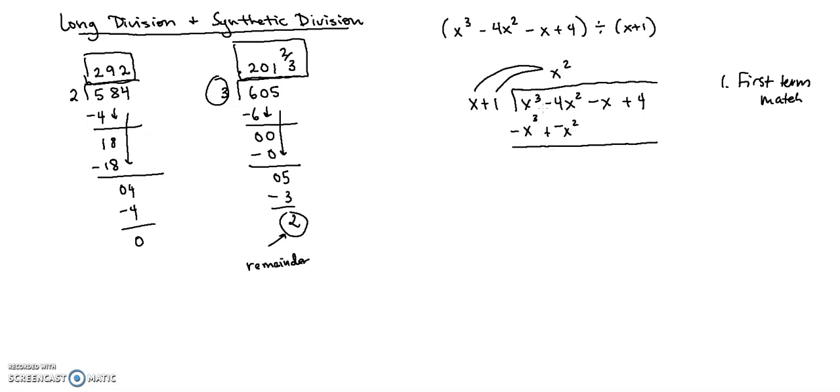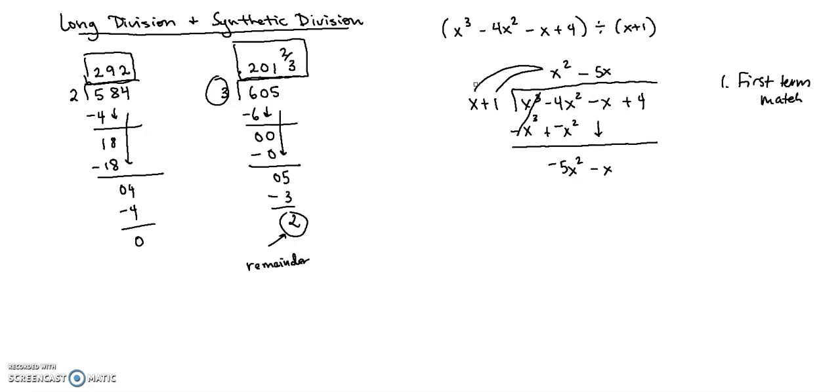You're going to change all of the signs. First term cancels out, which is what it has to do. I've got negative 4 and negative 1 would give me negative 5x squared. And then I bring down the next number. So again, multiply, subtract, bring down the next number. Okay, so now to get from x to negative 5x squared, I'm going to have to multiply by a negative 5 and I'm going to have to multiply by an x. So I need to multiply by negative 5x.